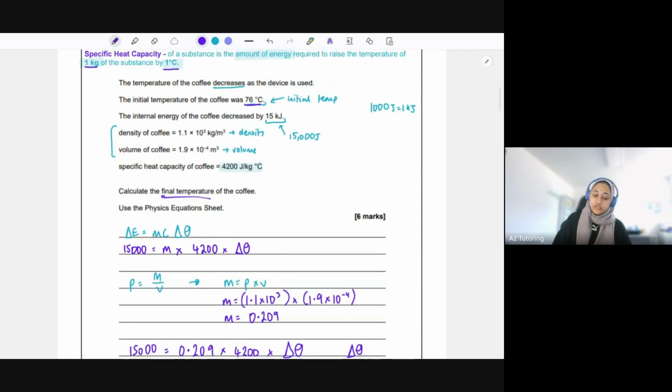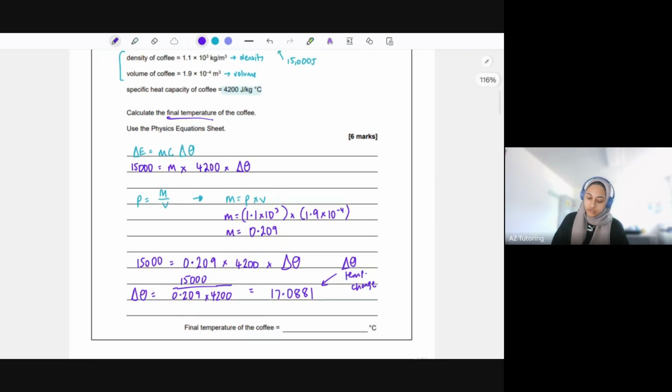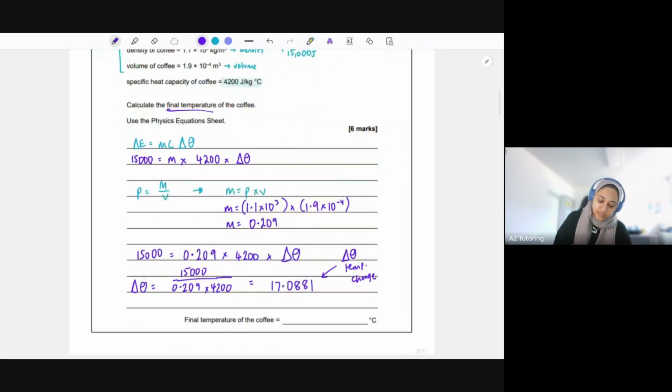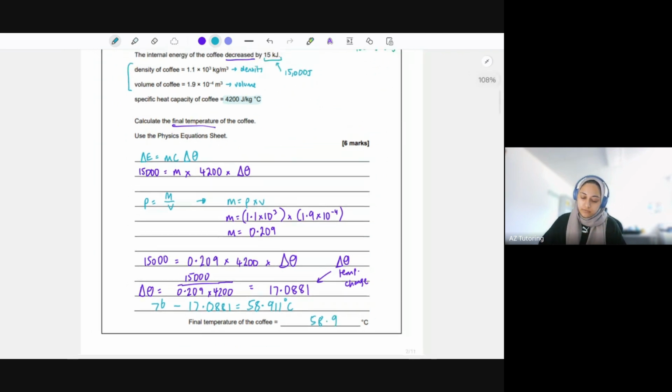And we know that the temperature decreases. So the initial is higher than what the final is. So what we can do is, what do we know? We know it starts off at 76. And we're going to minus what we've just found, 17.0881. We get 58.911 degrees Celsius. Just round it to one decimal place. We get 58.9 for that.